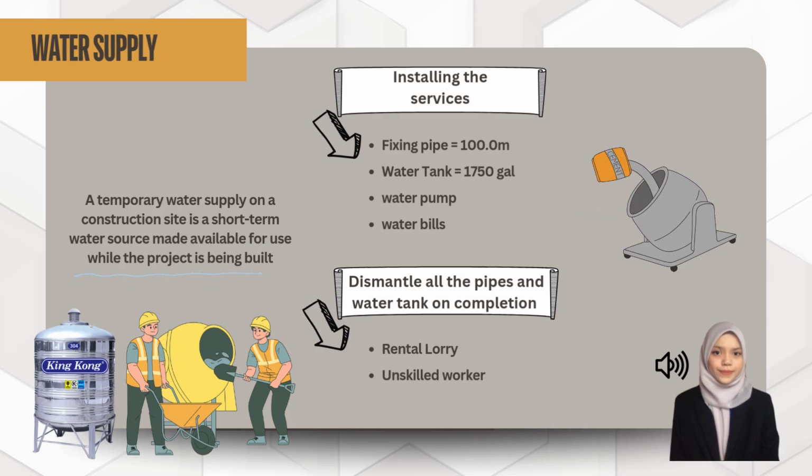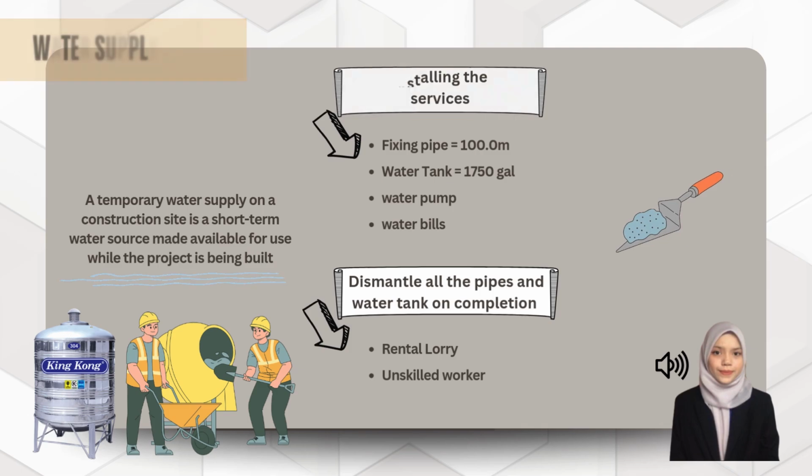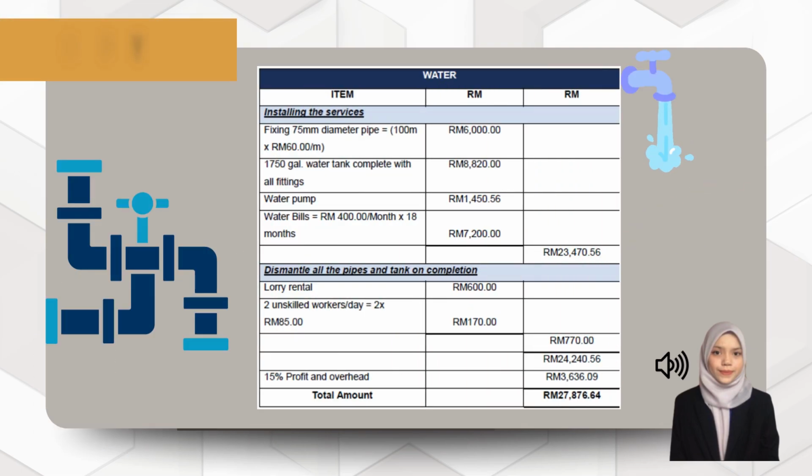First, installing the services contains the fixing pipe, 1,715 gallons water tank, water pump, and water bills. And then the cost to dismantle all items on completion contains the rental lorry and labor. For the price of fixing pipe, I assume 16 ringgit per meter. Water tank is from the King Kong Company product, and water bills I assume 400 ringgit per month.